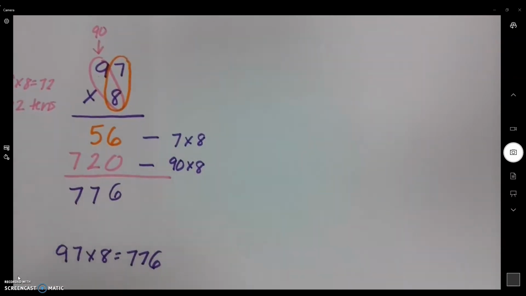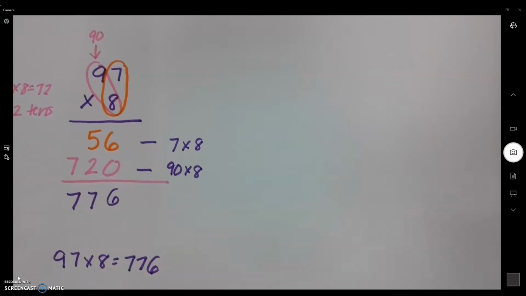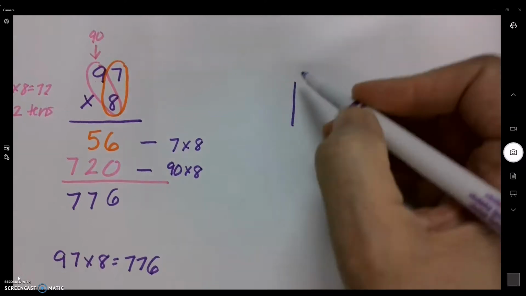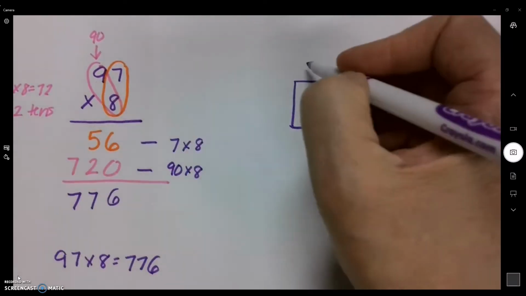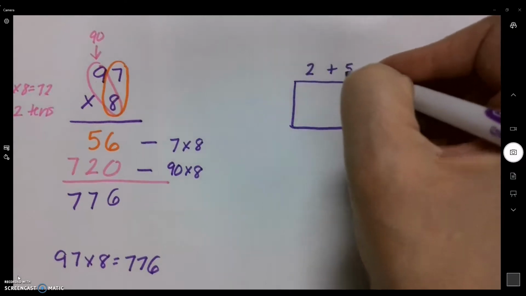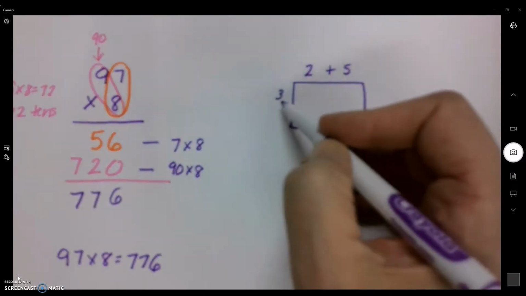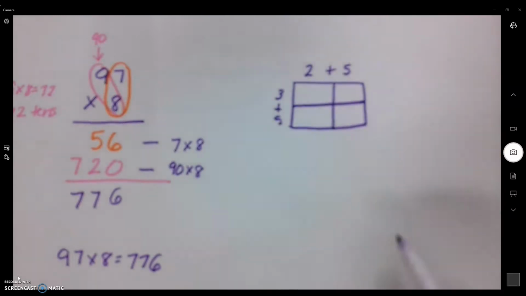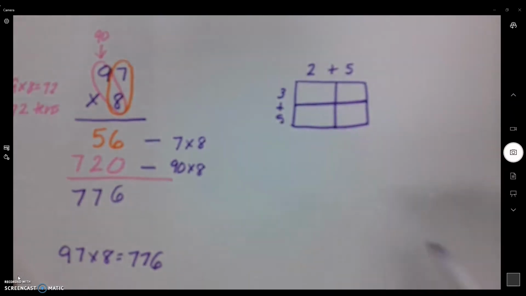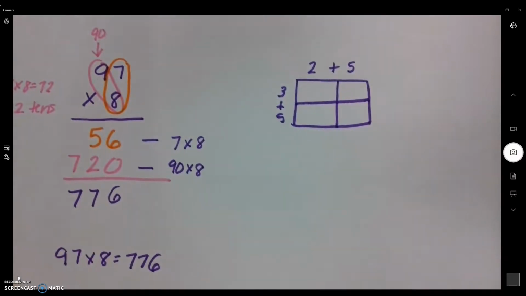This works if you're not really sure about your math facts. You can even break this up a little further if that helps you. So let's say I didn't know 7 times 8. What I do know is I know 7 is the same as 2 plus 5, and I know that 8 is the same as 3 plus 5. And this is nice because pretty much everyone knows their 2s, their 5s, their 1s, their 3s, their 10s.